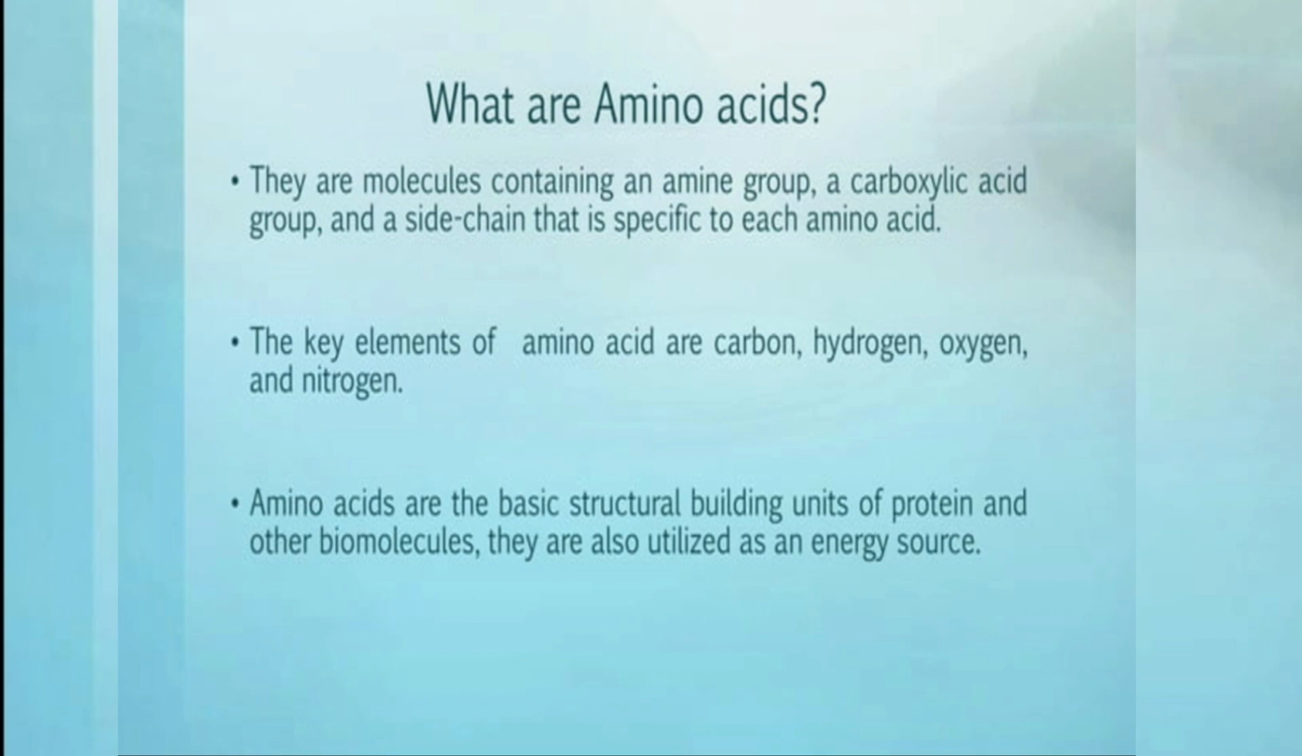What are amino acids? They are molecules containing an amino group, a carboxylic acid group, and a side chain that is specific to each amino acid. The key elements of amino acids are carbon, hydrogen, oxygen, and nitrogen. Amino acids are basic structural building units of protein and other biomolecules. They are also utilized as an energy source.